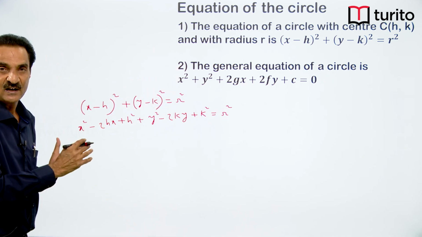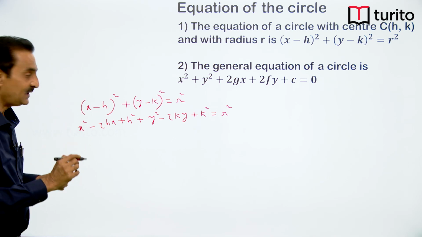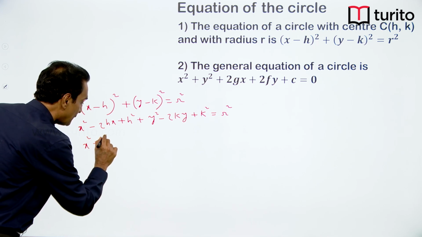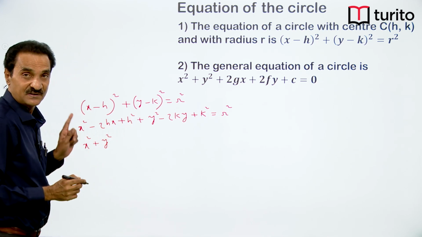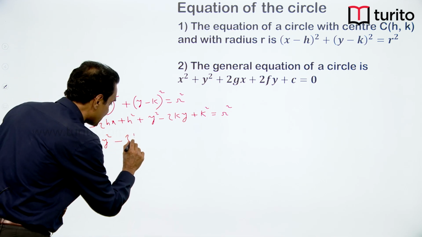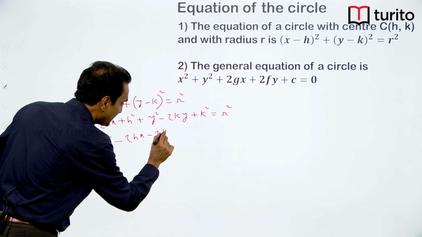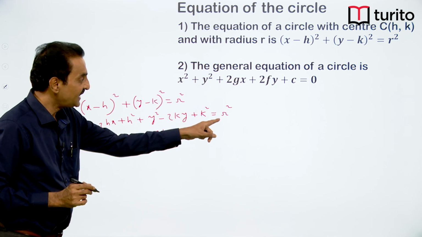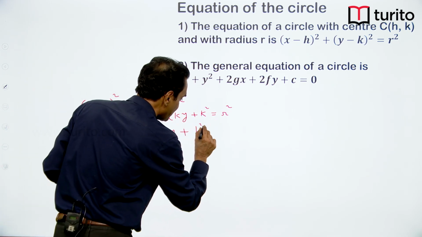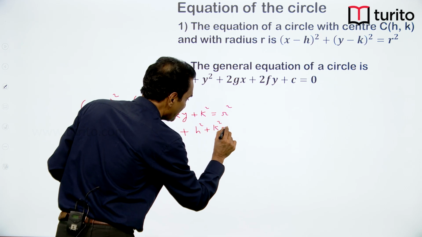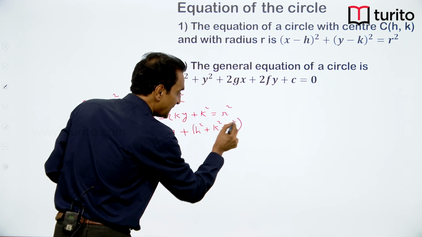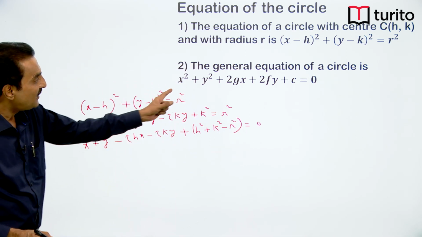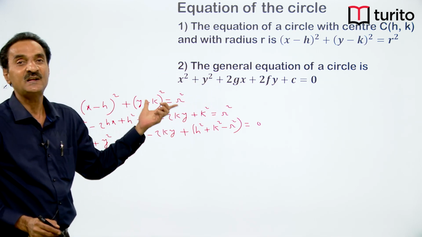Now, if you write the terms in a proper form from higher degree to lower degree, first you should write x square, then y square, next first degree terms minus 2hx minus 2ky, plus h square plus k square minus R square. This entire term is constant, is equal to 0. Now, it is in the form of this equation. So, this is the most general equation of a circle.